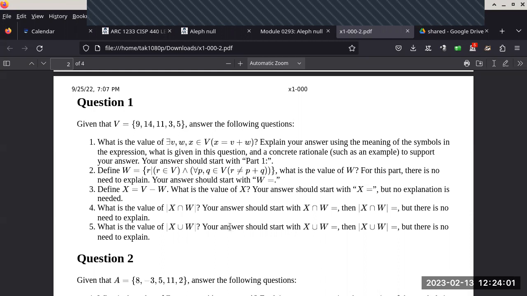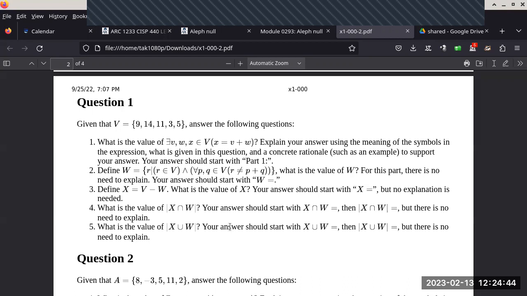Given that set V has the elements 9, 14, 11, 3, and 5, answer the following questions. There are multiple parts. Part 1 asks: what is the value of there exists v, w, and x in uppercase V such that x equals v plus w? Explain your answer using the meanings of the symbols in the expression, what is given in this question, and a concrete rationale such as an example to support your answer. Your answer should start with part one.